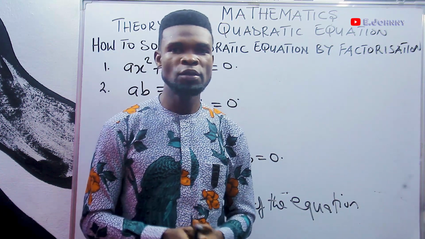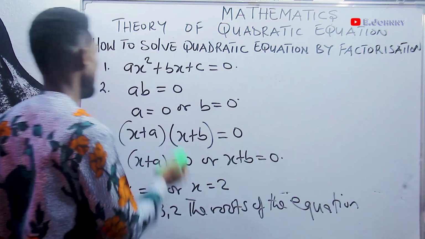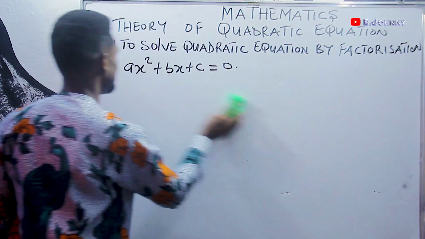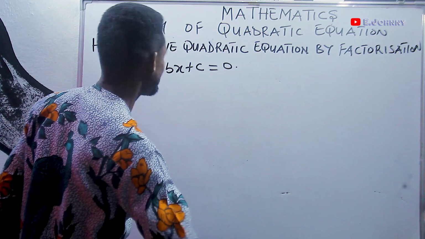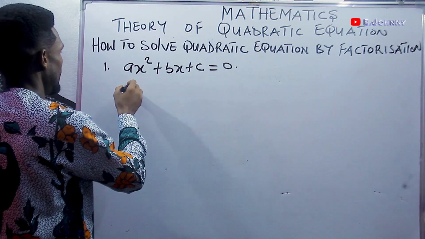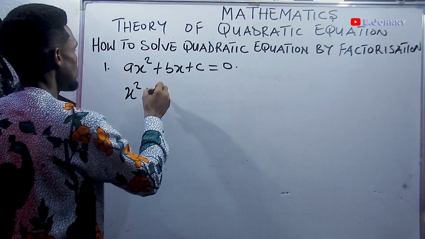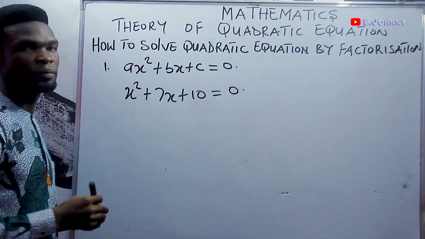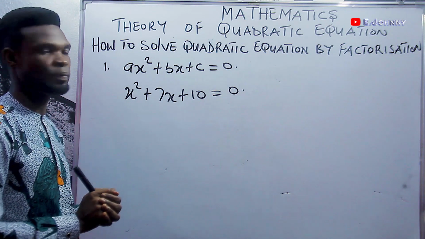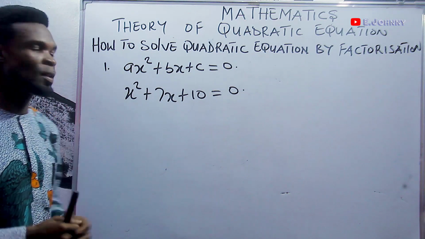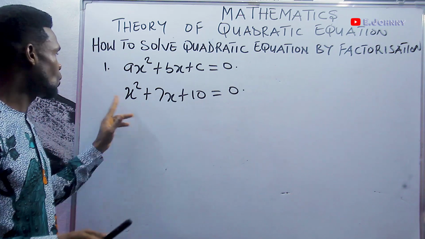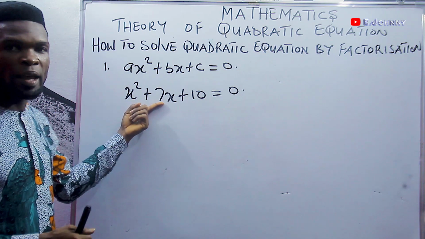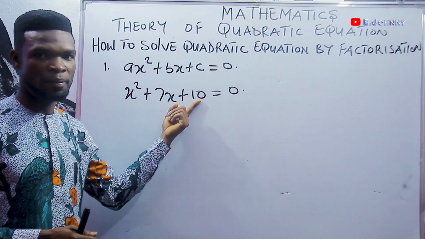So how then do you solve a problem using the factorization method? Let me give us an example. Let's say I have x squared plus 7x plus 10 equals 0. I want to solve this quadratic equation. How do you solve it? Note, there are three terms in this quadratic: 1, 2, 3. This is the constant, this is the sum side, and this is the product.